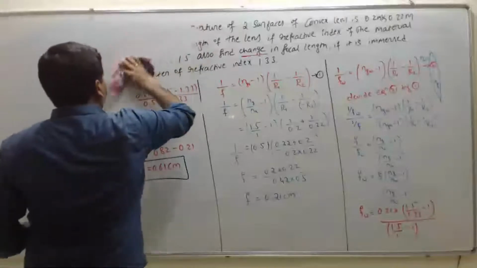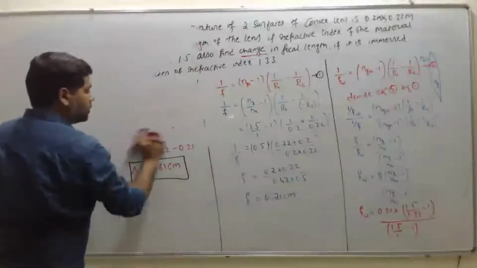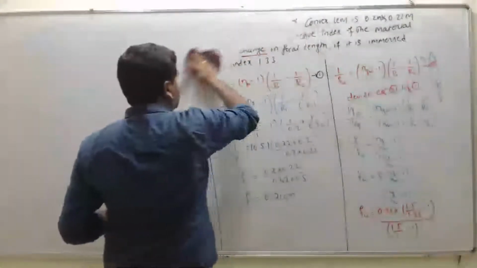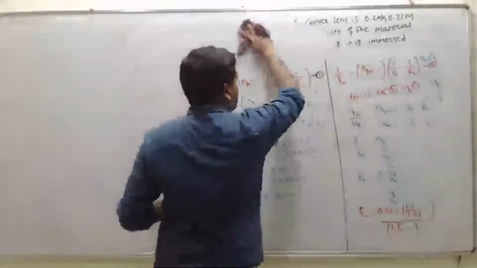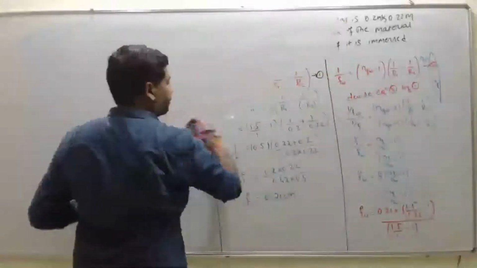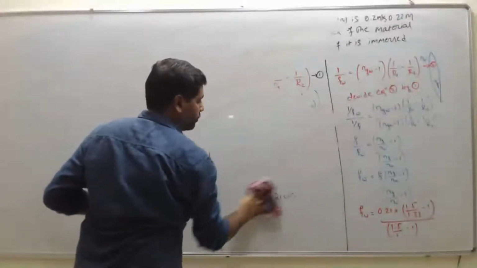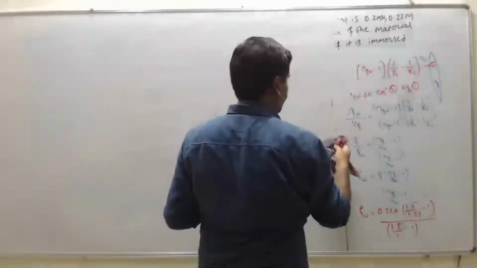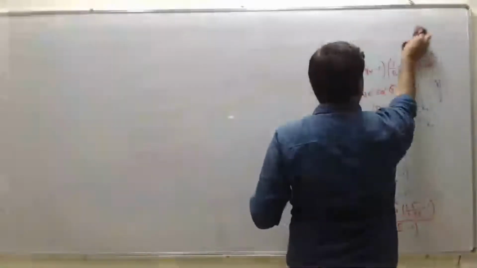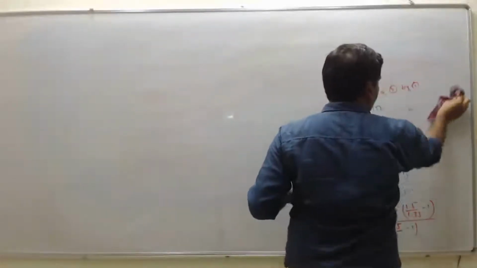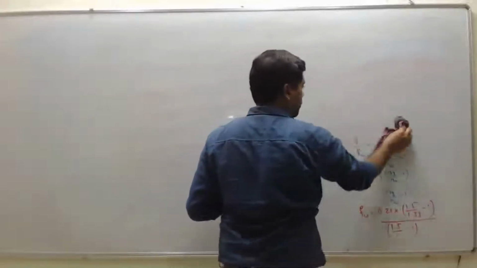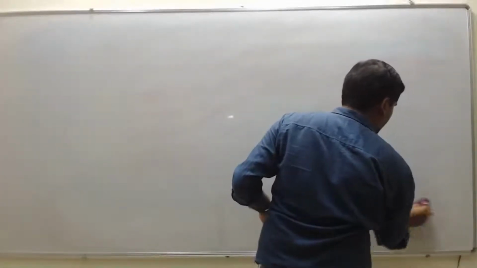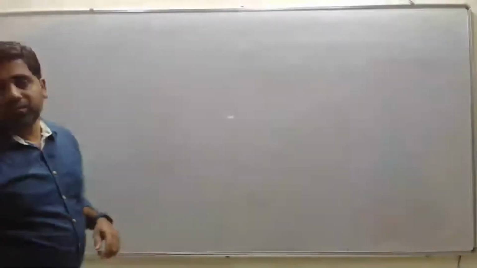So from this chapter, once they ask a question for 1 mark, that is one problem for 1 mark, on the topic power of the lens. They ask the question on the power of lens.